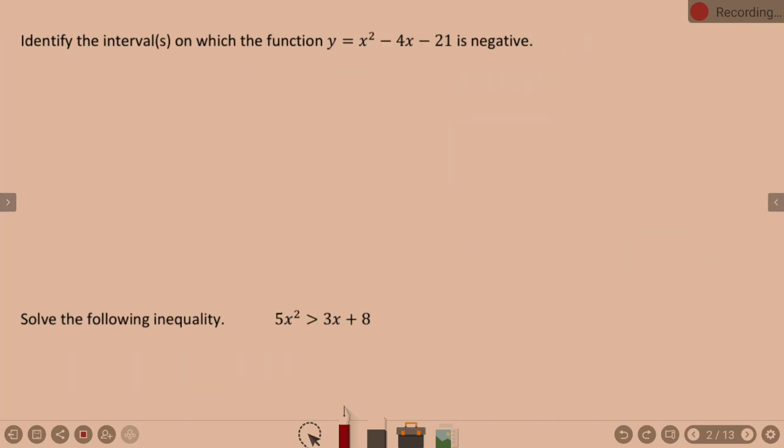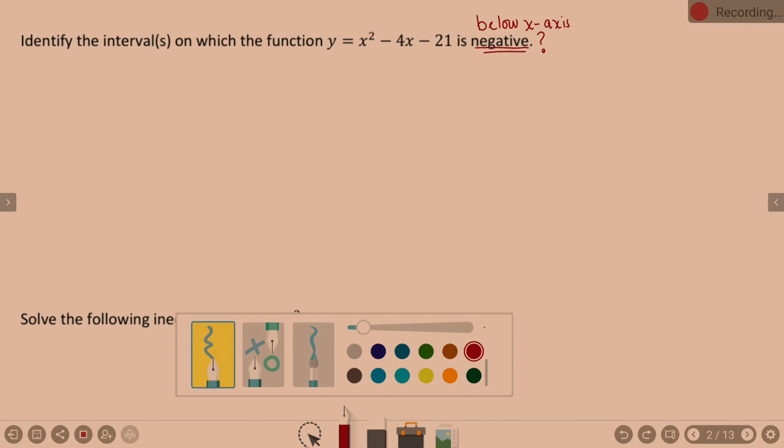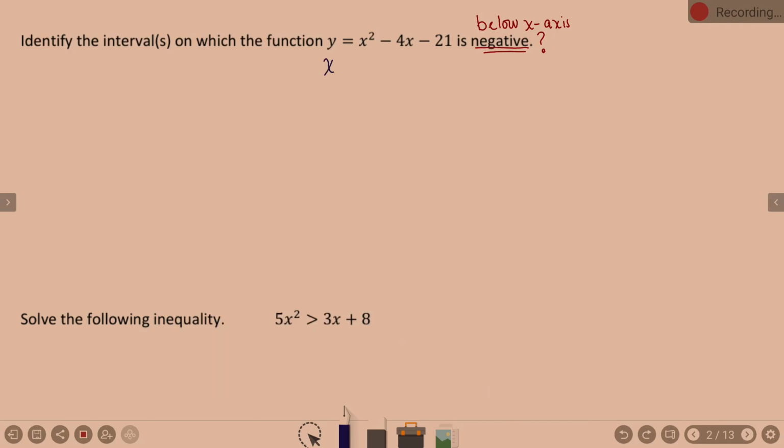Next problem. This time it's identify the intervals on which the function is negative. So what are we talking about with negative? We're looking for where the graph is what? Below the x-axis. Good. What am I going to start off doing? Look at your previous example. Setting that function equal to 0. So x squared minus 4x minus 21 equals 0.